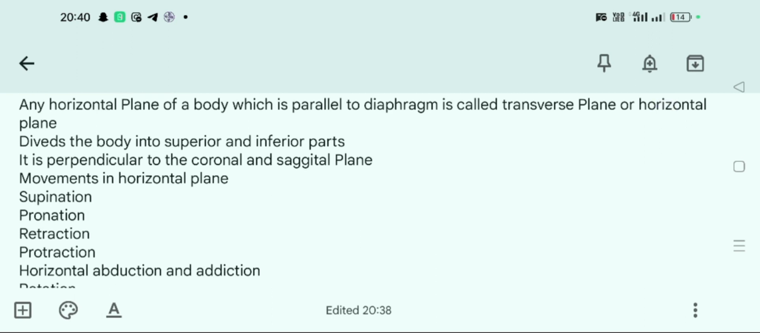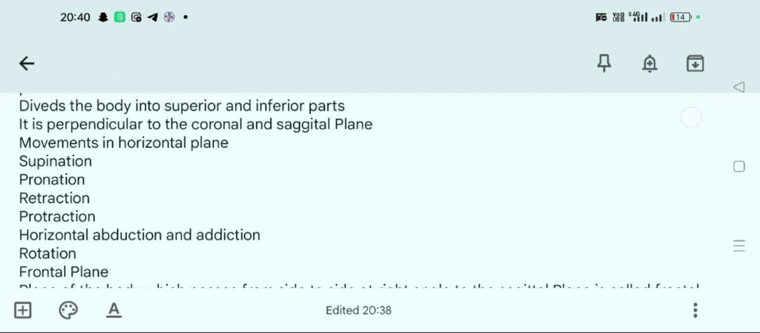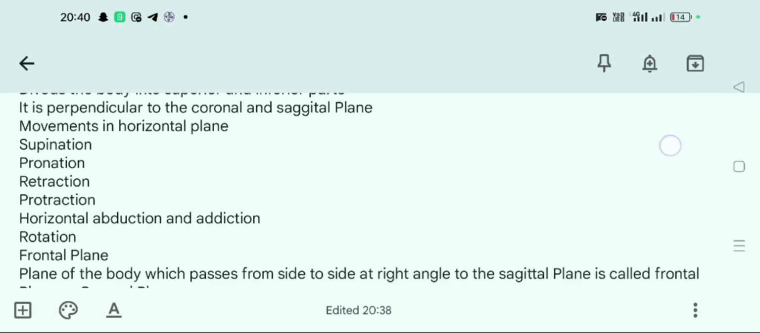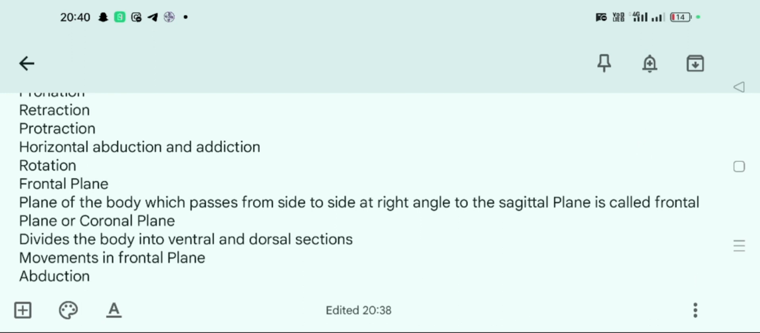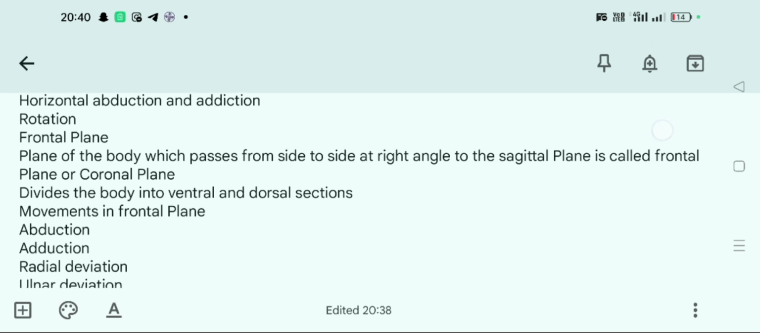It divides the body into superior and inferior parts. In other words, the diaphragm divides the body into thoracic cavity and abdominal cavity, and the horizontal plane divides the body into superior and inferior parts. It is perpendicular to the coronal and sagittal planes. The movements which occur in the horizontal plane are supination, pronation, retraction, protraction, horizontal abduction and adduction, and rotation. These types of movement occur in the horizontal plane.